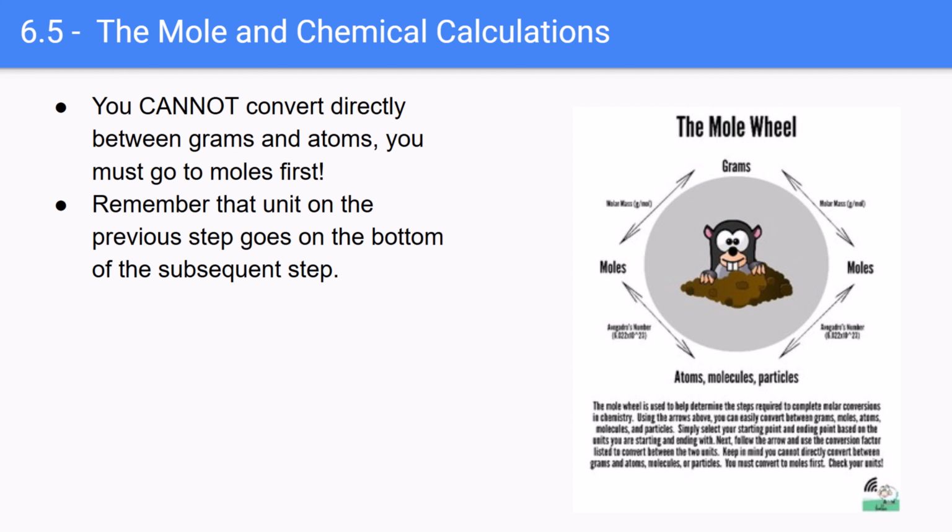You cannot convert directly between grams and atoms of something. That is a no-go. You have to go through moles first. There is no direct conversion between atoms and grams.